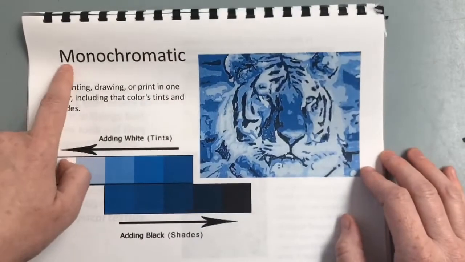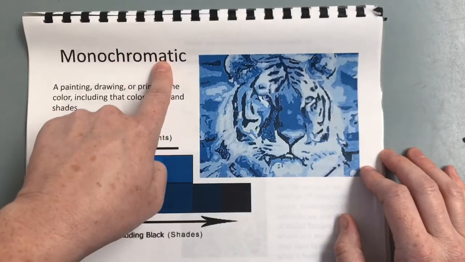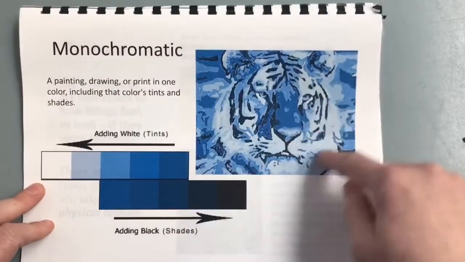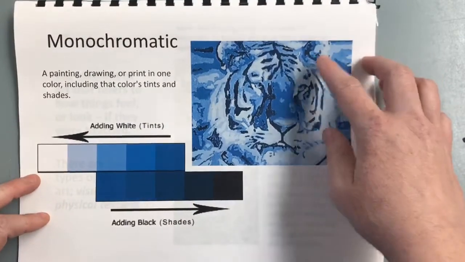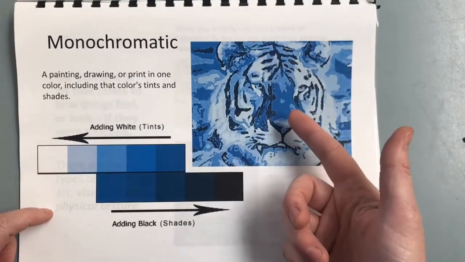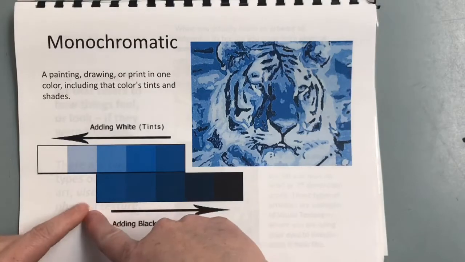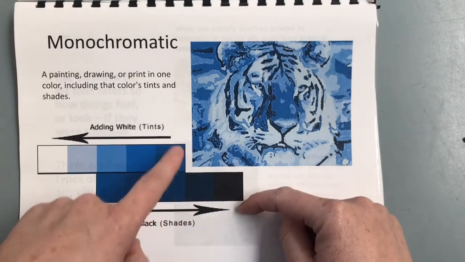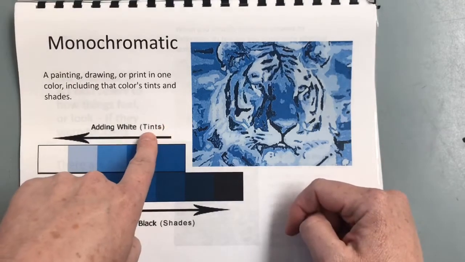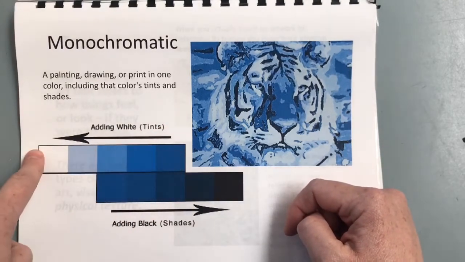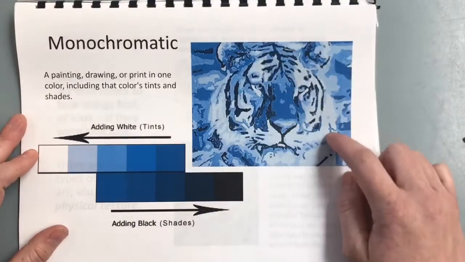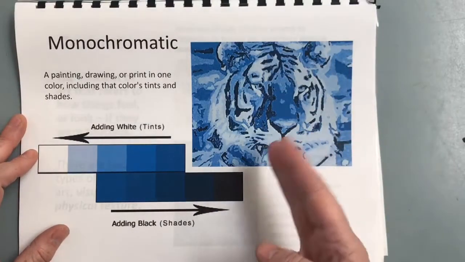Monochromatic. Mono means one, chroma means color. One color. So a monochromatic color scheme is where you take one specific color, so blue, as example. Adding black to it will shade the color. Adding white to it will tint the color. Okay? Tints are adding white, shades are adding black. So a monochromatic color scheme is one color plus white and black.